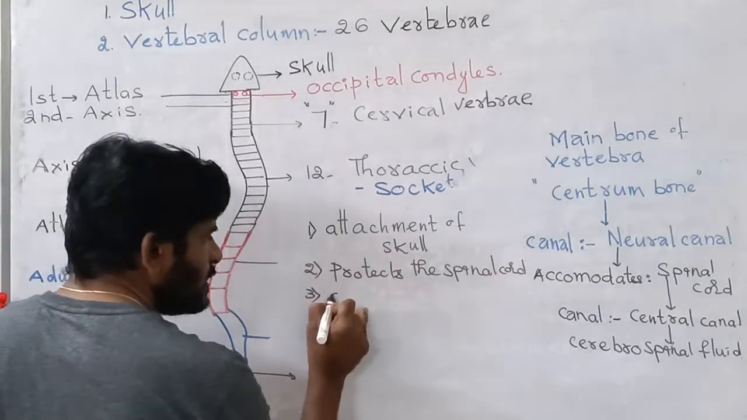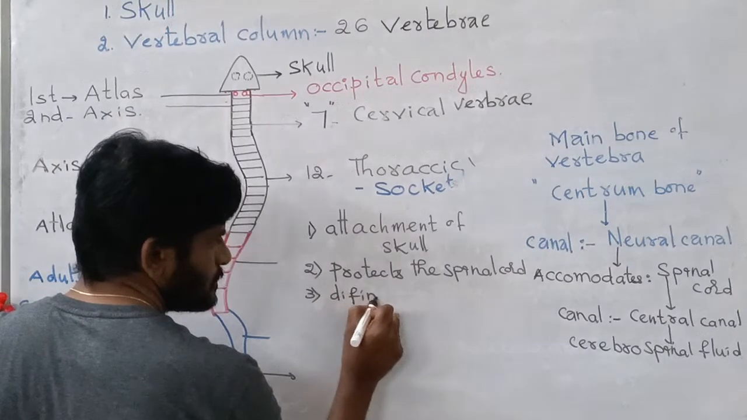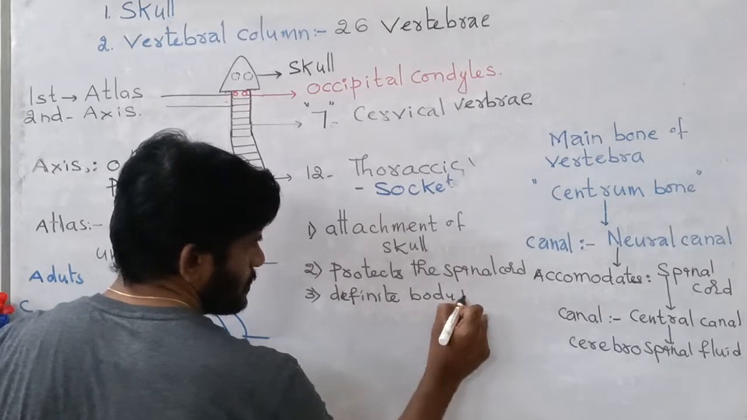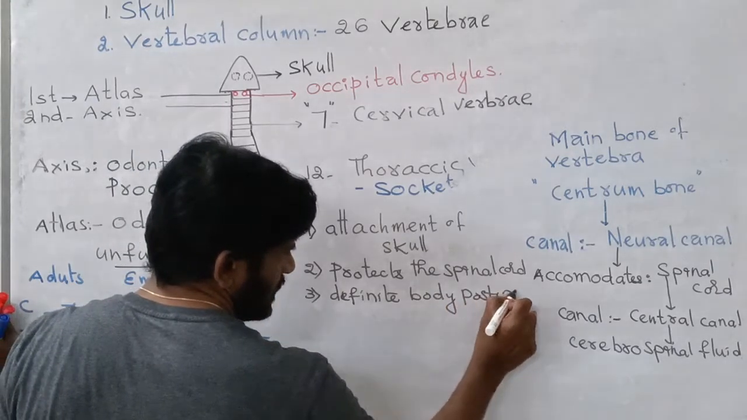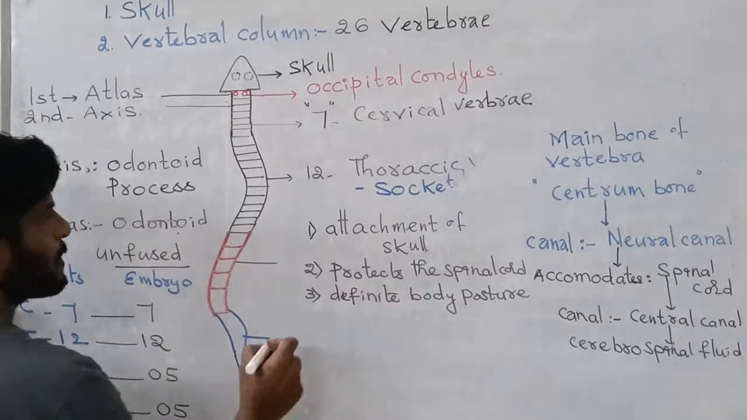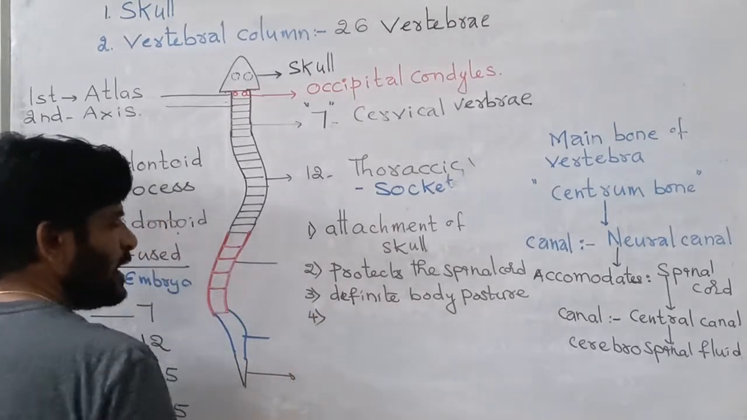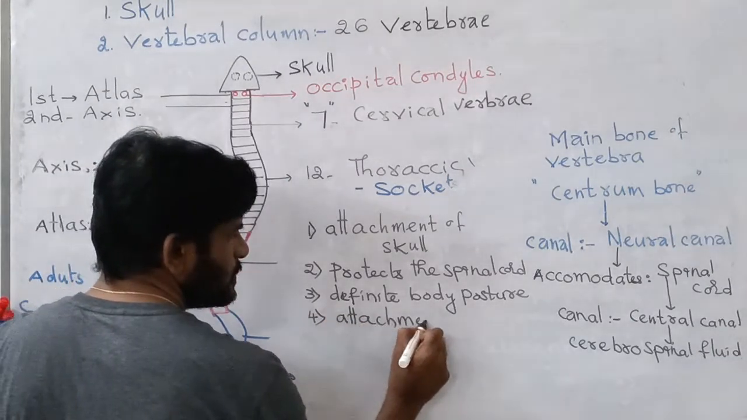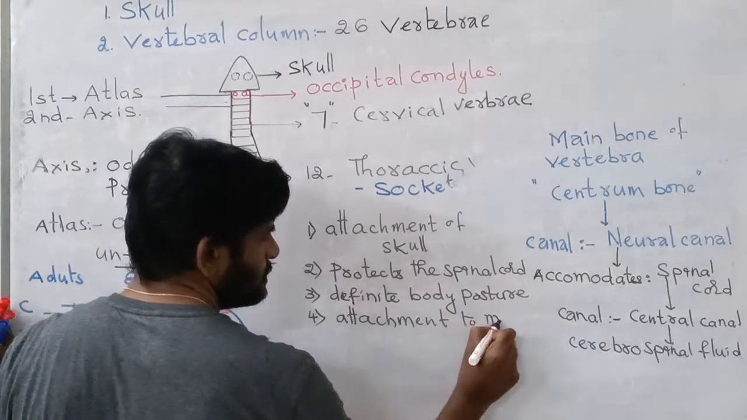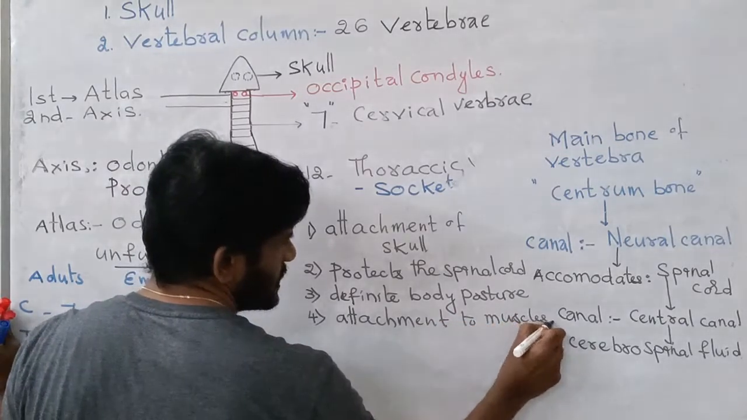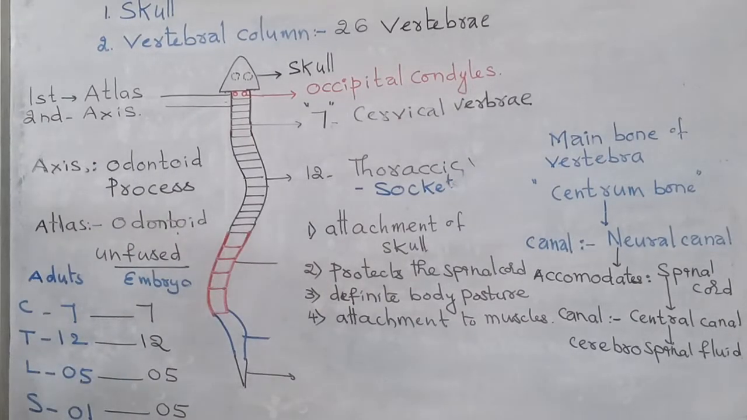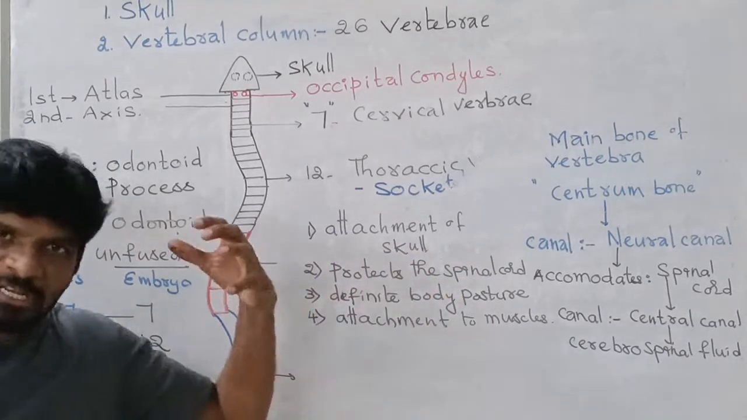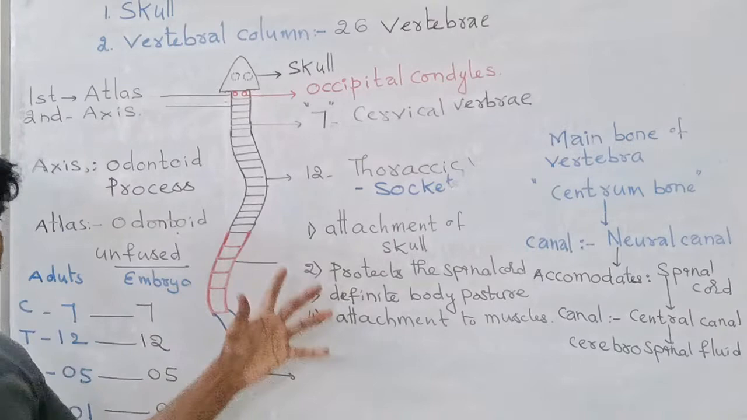Vertebral column gives a definite body posture, a definite shape of the body. And the vertebral column helps in attachment of muscles. It gives the site for the attachment to muscles, for the binding of the musculature. It gives a definite body posture, helps in the protection of the spinal cord, and helps in suspension of the skull. These are the functions of the vertebral column.